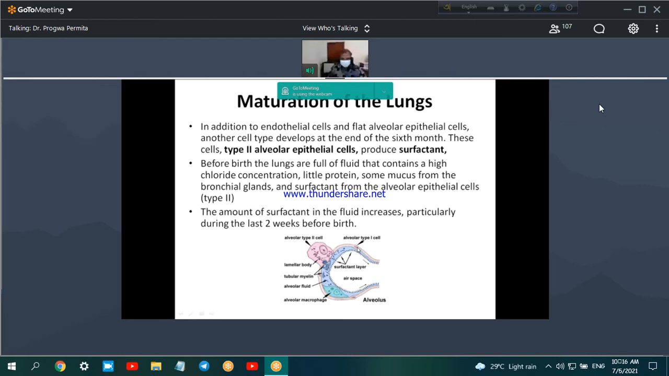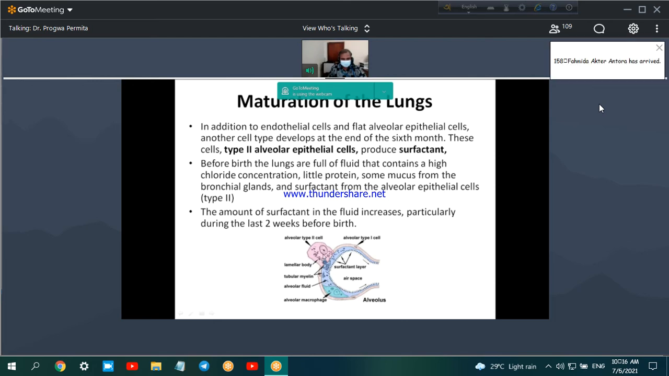This is the alveolar type 1 cell. This is the alveolar type 2 cell. Type 2 alveolar cells release surfactant. This is the surfactant layer. The amount of surfactant in the fluid increases, particularly during the last 2 weeks before birth. The surfactant is very important for the functioning of the lungs.